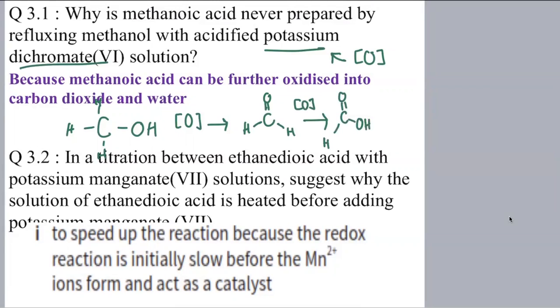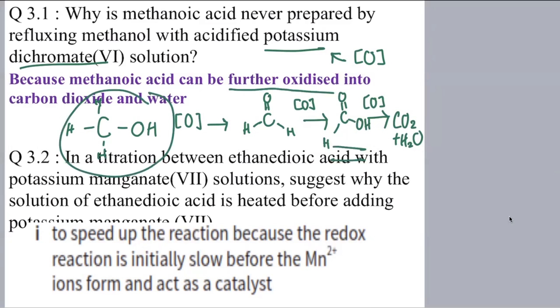Okay, in AS, you would think that the reaction stops here, and methanoic acid is the final product. But actually, A2 taught you that methanoic acid can be oxidized further into CO2 plus H2O. So that's why we cannot use methanol to produce methanoic acid, because the reaction will be continuous. Methanoic acid will be further oxidized into carbon dioxide and water. Okay, so that's the reason.